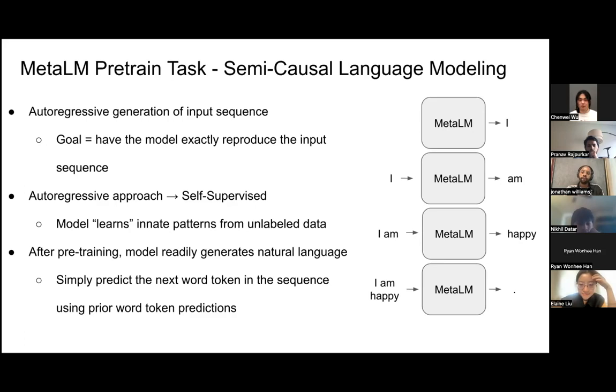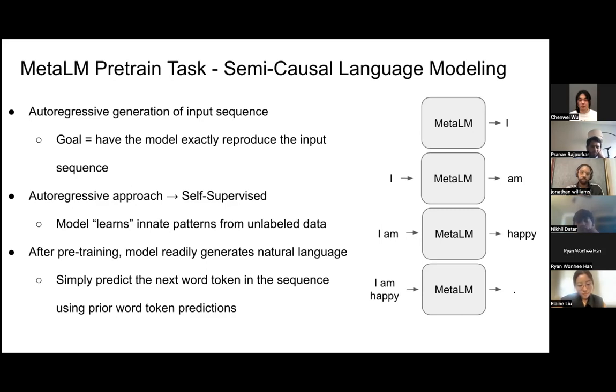The reason is that if you feed this model millions of examples, and it learns to reproduce those sentences, it is in effect learning how to produce natural English. Once the MetaLM model was pre-trained, this autoregressive approach was self-supervised. So we didn't have to label any of the data in order to train this model. It's a very efficient means to utilize unlabeled data. It just learned innate patterns from unlabeled data.